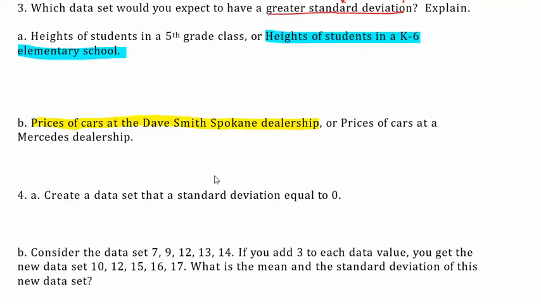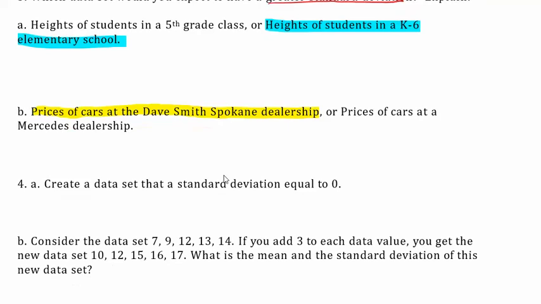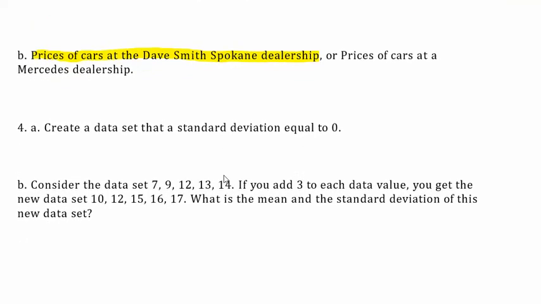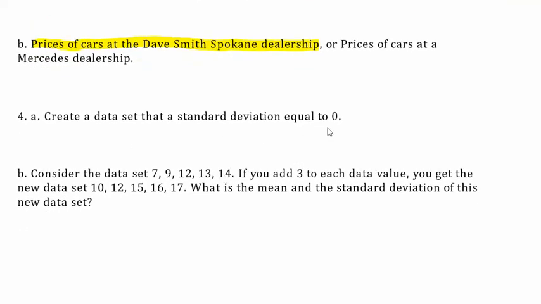Okay, last one. No, we got 2 more. Okay, number 4. Create a data set that has a standard deviation equal to 0. I think I'm going to let you guys think about that one a little bit. How could you get a standard deviation that's greater than or equal to 0? We're going to skip that for now. Let's go to B. I want you to think about that one a little bit.